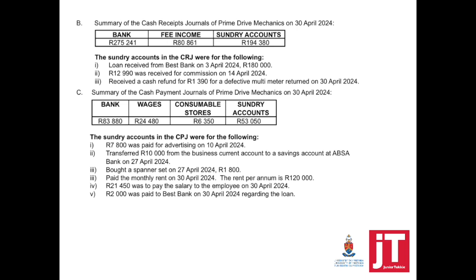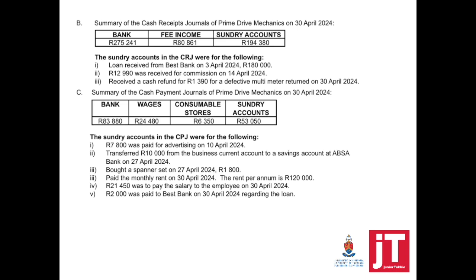Information B and C. Take note the different way in which it was asked. Instead of giving you a list of transactions and saying, post it to the cash receipts journal and cash payment journal, and from there, we're going to post it to the general ledger. Now we've given you a summary of the cash receipts journal with money columns, bank, fee income, and then we've got sundry accounts. That total consists out of transaction number 1, 2, and 3.